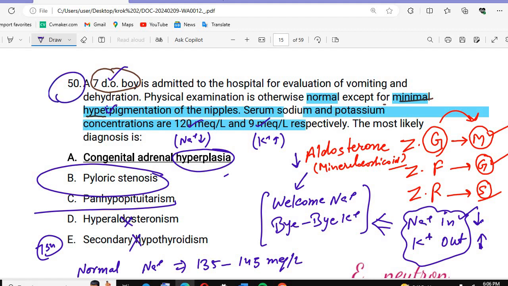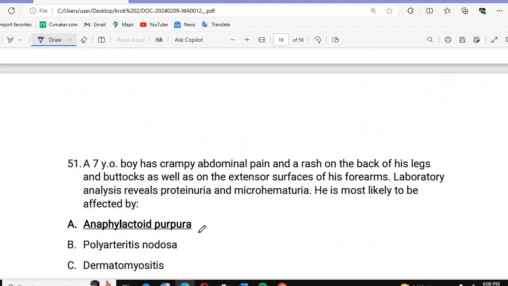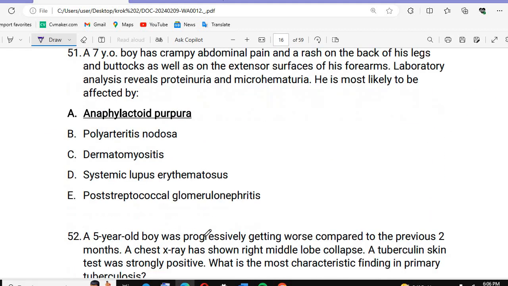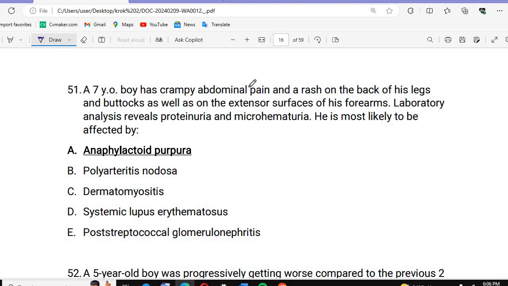Okay, so we finished question 50, so we make the half century. Let's do 51. There is crampy abdominal pain, which you need to do by yourselves. Crampy abdominal pain, a rash on the back of the legs and the buttocks, and laboratory evaluation reveals proteinuria and microhematuria. So what is this condition? Write it to me. That is Henoch-Schönlein purpura. What is another name for it? You need to write it to me. This condition is also known as anaphylactoid purpura.